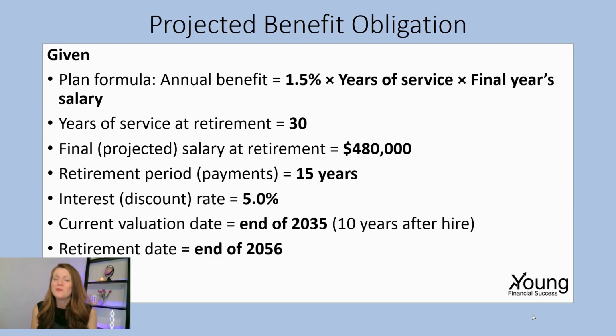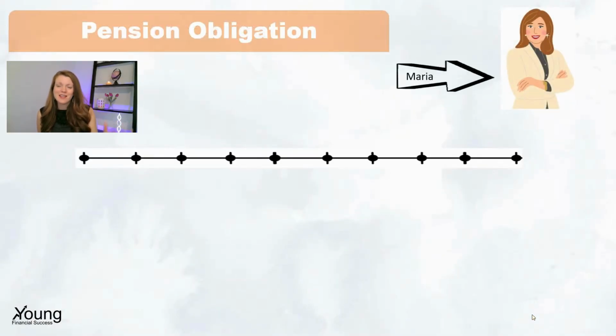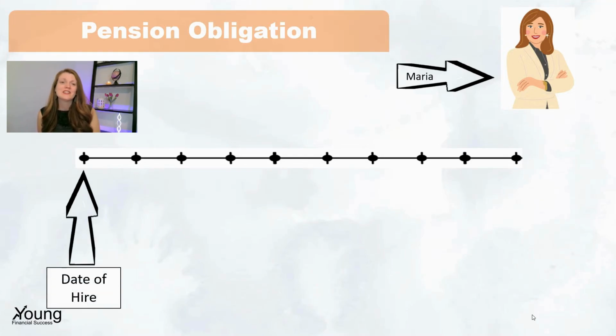So it's now 2035. Time flew. And she's been there for 10 years. So we are going to calculate what her projected benefit obligation is based on her 10 years of service and her future projected salary. So let's just look at how this timeline will look. Here's Maria. She looks so excited. She's been there for 10 years, but she's still fresh. She knows how to do everything at the company, and she's got a long career ahead of her.